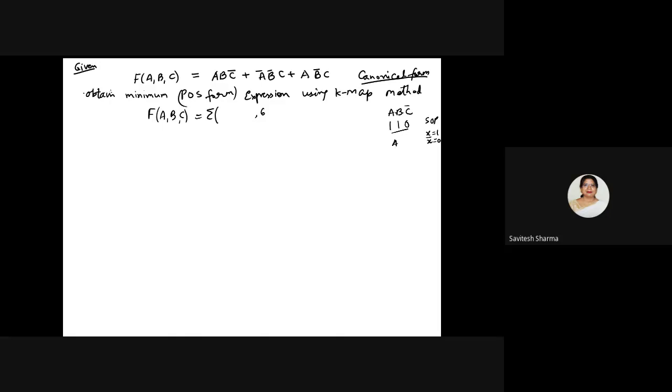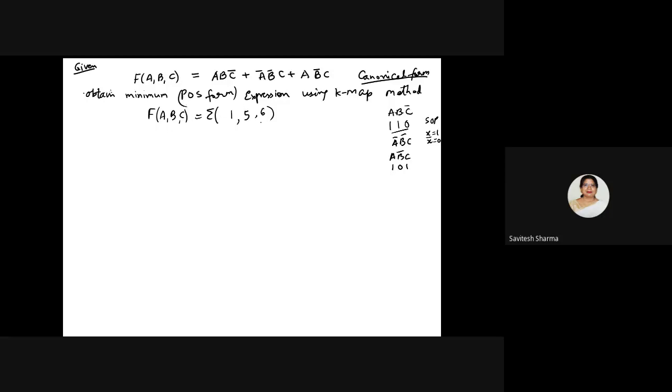A complement, B complement, C. What is it? 1. This time it is 1. Good. This term? 2. No, it is 1. It is 0. 5. It is 1. So these are the minterms. So please do practice. Don't get confused. Okay.